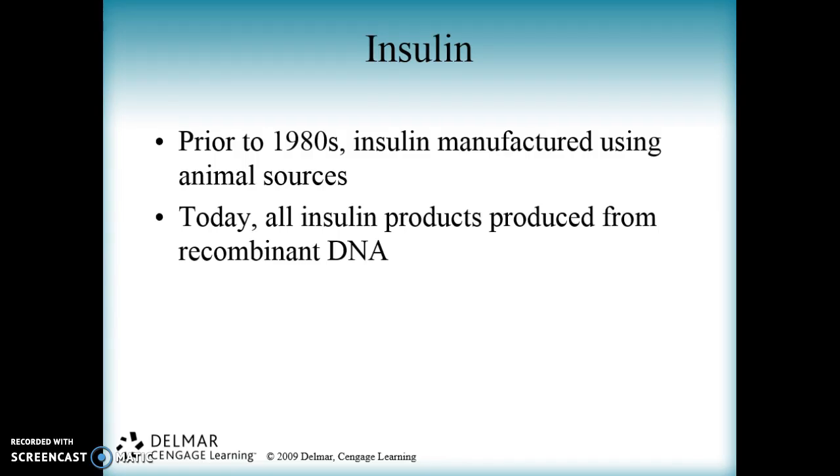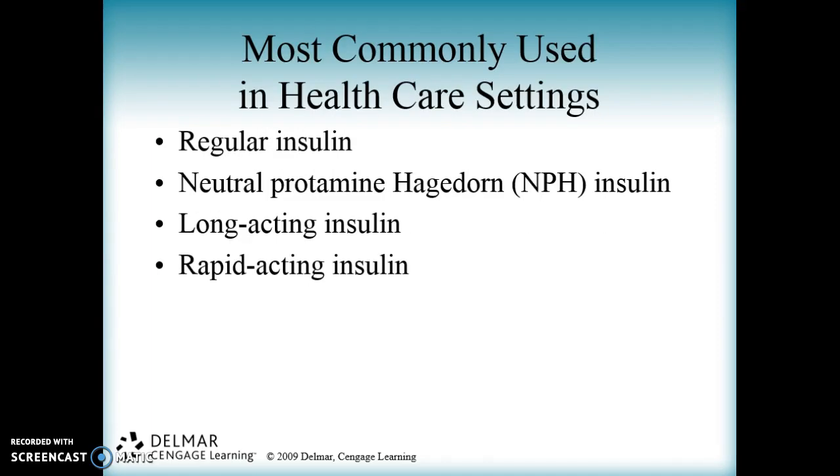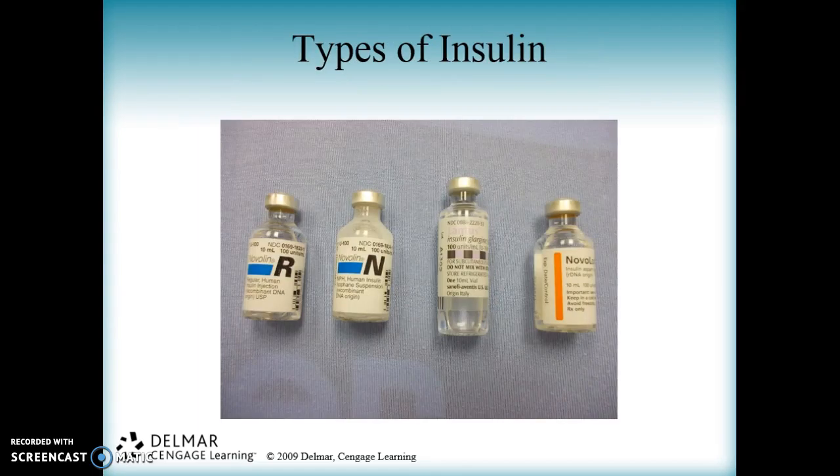There are 4 types of insulin that are commonly used in healthcare now. We have regular insulin, NPH insulin, long-acting, and rapid-acting. I've got some pictures to show you some examples. These are just from a specific brand, but just know that there are other brands out there as well. Here you can see the regular insulin. The R is the regular, the N is what we call the NPH. This one is Lantus, and it is one of the long-acting insulins. And this is Novolog. It is one of the rapid-acting insulins.